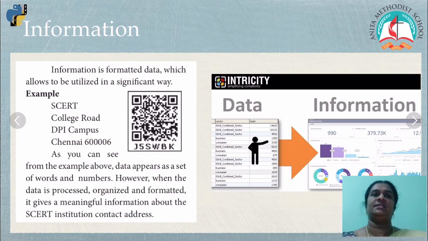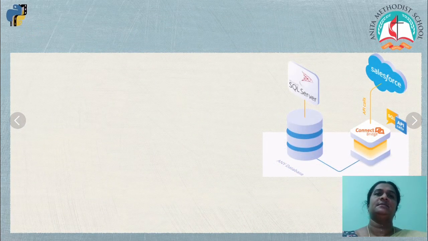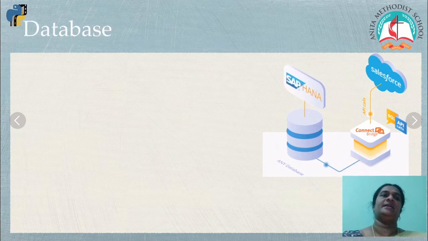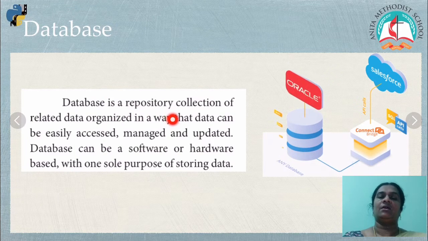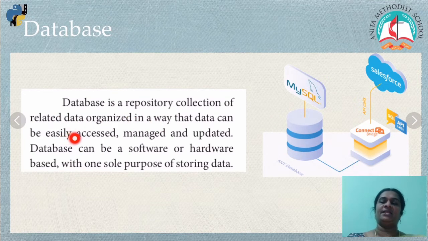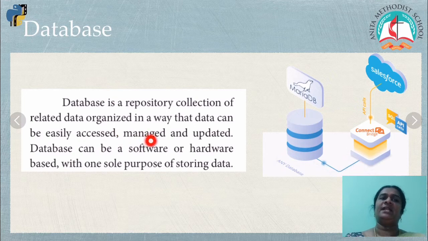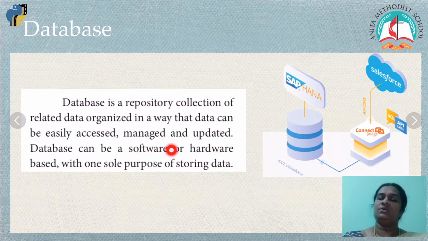And next we are going to see in detail the next part. As you see the picture, you can guess. Yes, correct. Database. So what is a database? A database is a repository, a collection of related data organized in a way that can be easily accessed, managed and updated. A database can be software or hardware with the sole purpose of storing data. Whether it is hardware or software, it can be used to store data.